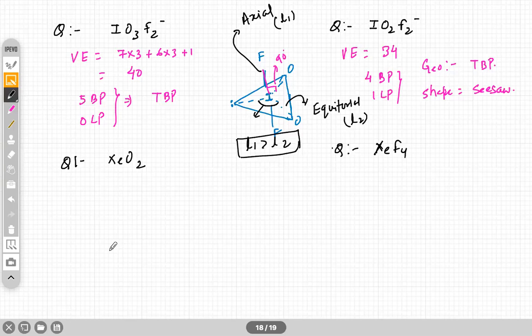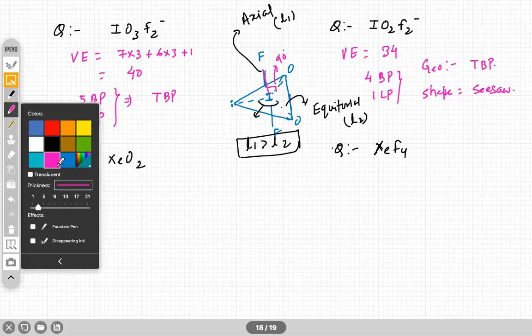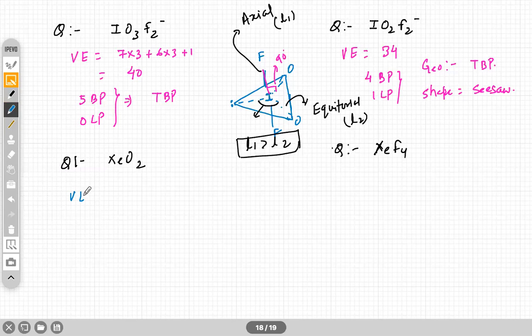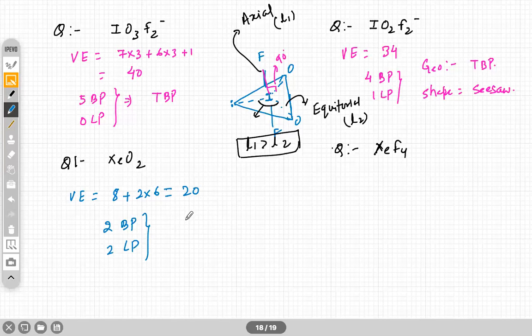Okay, XeO2, the number of valence electrons for XeO2: 8 plus 2 into 6, that is 20. Right, so we have two bond pairs and two lone pairs. So the geometry is tetrahedral. Shape is what? Is V shape. We also call it bent shape, or we also call it angular. All three are the same thing.